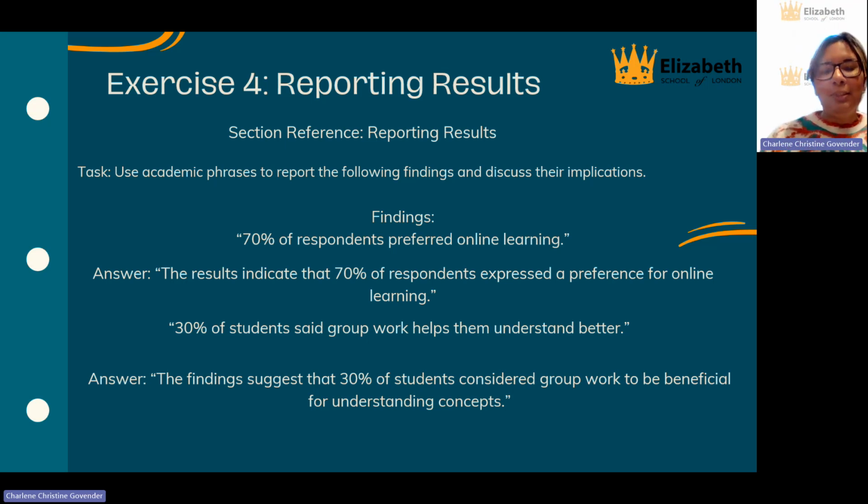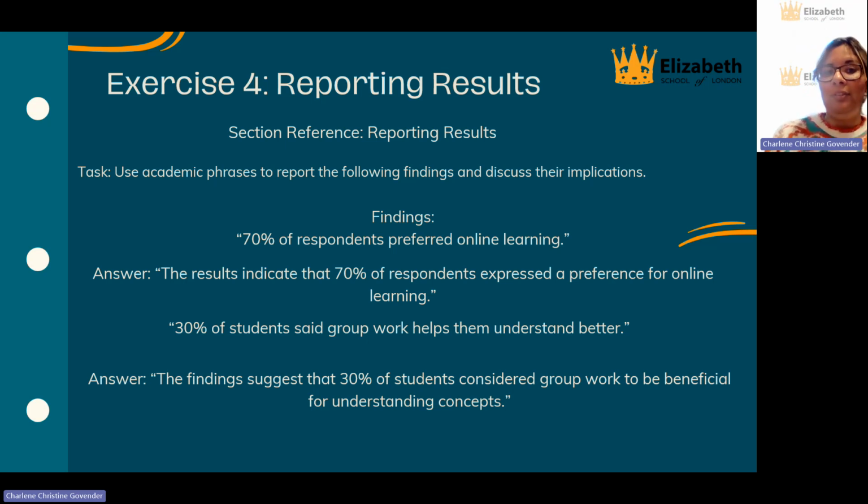So I have this blanket statement. 70% of respondents preferred online learning. Now, if I were to do an analysis of this and to write it in a way that reports it, how would I go about that? Because it's basically a statement at this point, I need to rewrite it in a way that shows I am reporting this result.